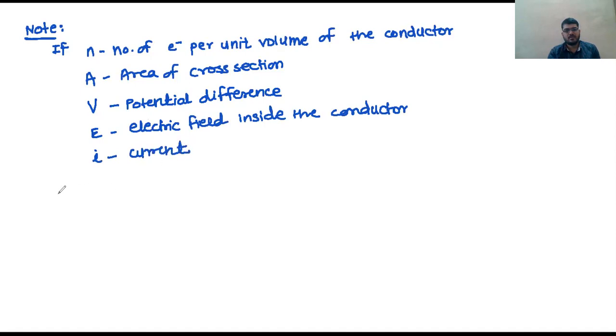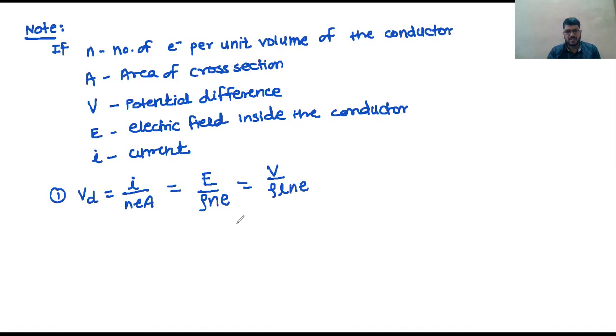Then number 1, VD is equal to I by neA. That is also equal to capital E divided by rho into n into e. Okay, that is equal to V by rho L into n e.